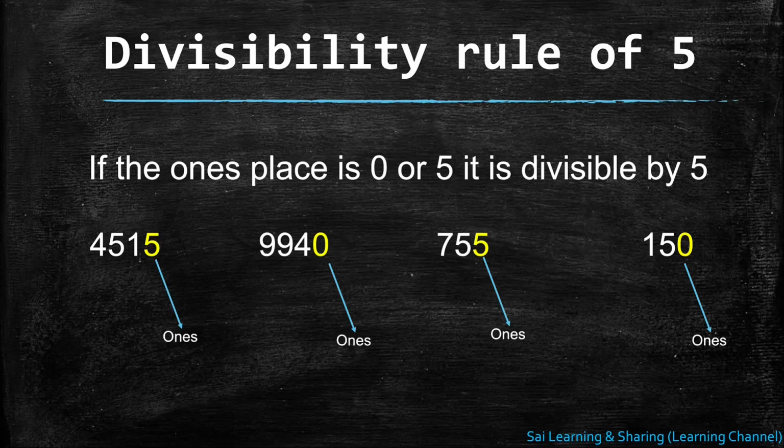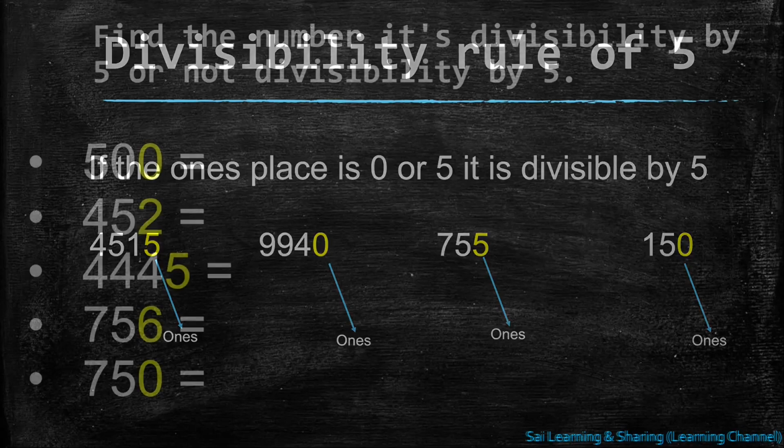As you see in the 9940, in the ones place it's 0, so it is divisible by 5. 755, in the ones place it is 5, so it is divisible by 5. And the last one, 150, in the ones place it is 0, so 150 is divisible by 5. Now I hope you understand the divisibility rule of 5. Now let's move on to the questions.